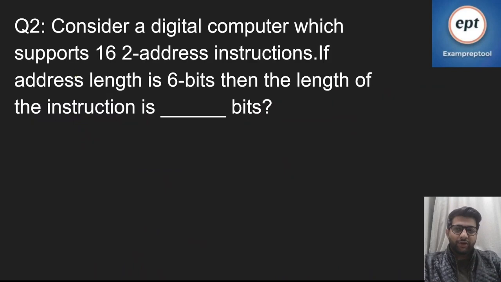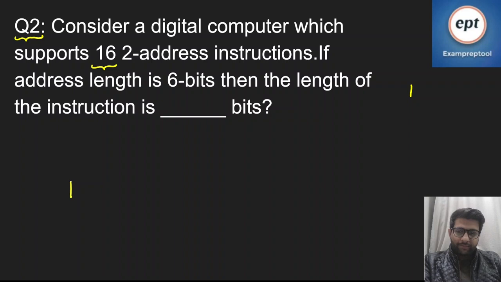So let's move on to the next question. Question number 2. This is a very easy question. If you know a little bit about instructions, you can solve this type of question. Consider a digital computer which supports 16 two-address instructions, right?